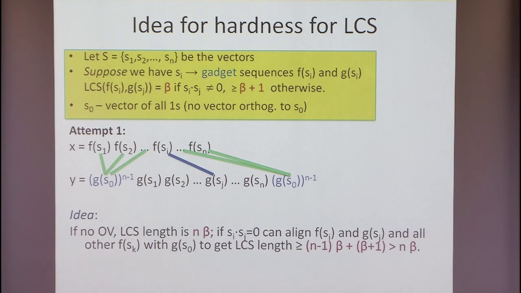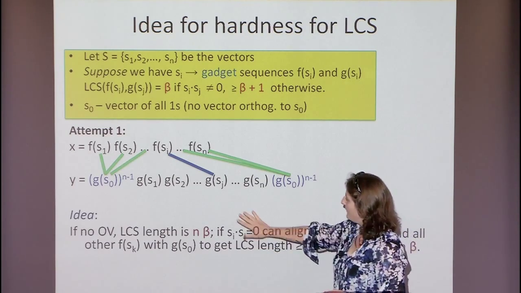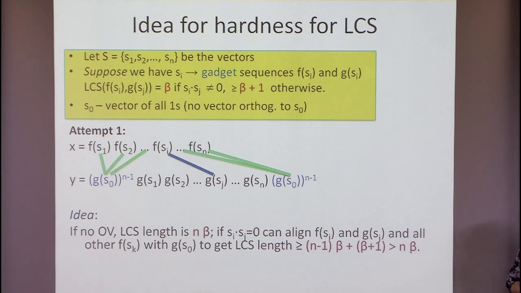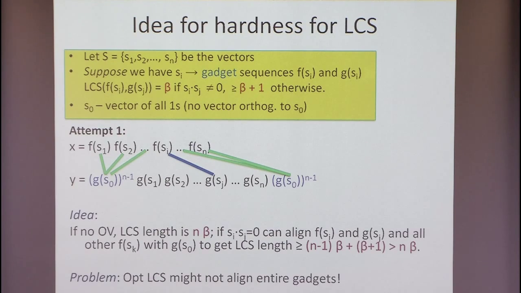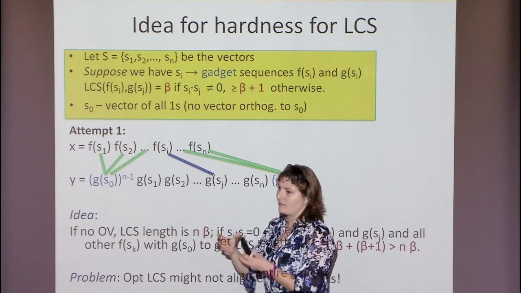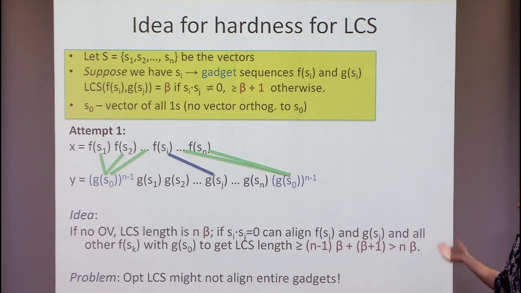Again, if my solutions always happen to match a gadget of the F type to a gadget of the G type, then this will happen. If there are no orthogonal vectors, we'll get N beta, and if there are, we'll get something bigger. Now, of course, there's a problem, because the optimal longest common subsequence doesn't necessarily align this with this. It may align various symbols with different gadgets. So we need to disallow this. Okay.